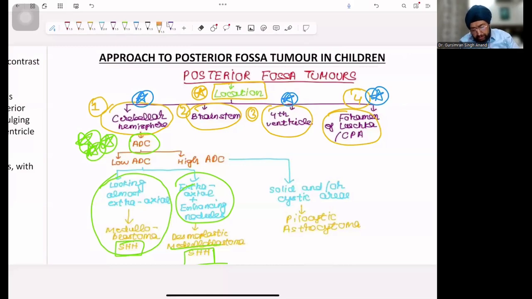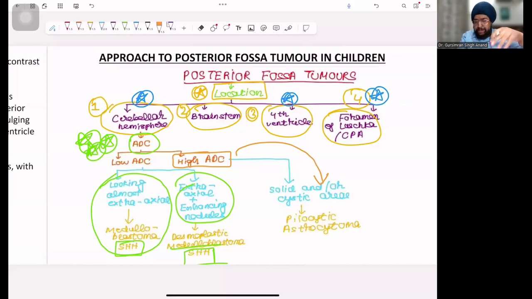There's just one differential in the pediatric age, which is your pilocytic astrocytoma. It will show you solid with intervening cystic areas. So, very simple. For cerebellar hemispheres, depending on the ADC, low ADC and high ADC: low ADC, extraaxial without nodules, is medulloblastoma SHH activated, a classical medulloblastoma. If it's extraaxial plus it shows enhancing nodules, it's a desmoplastic or a nodular medulloblastoma.